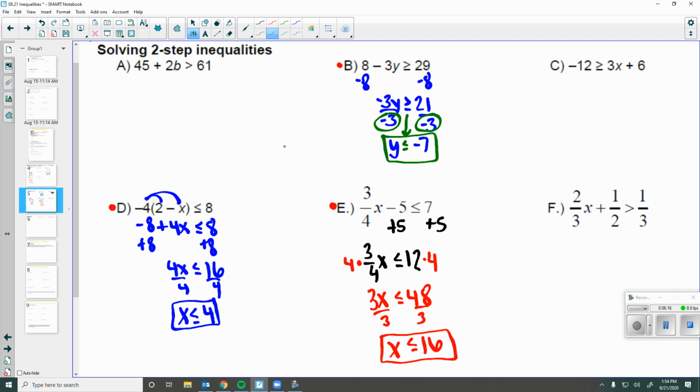We're going to touch on F actually before we skip over. On letter F, you can work through all of this with the fractions. That is 100% fine if you would like. If you want the fractions to disappear, so we want that fraction gone, that is also okay.